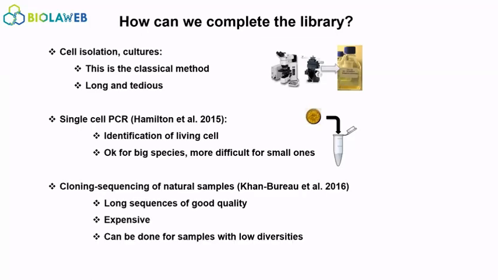Another solution is to make some cloning sequencing of natural samples. I would say that it's a little bit the ancestor of high throughput sequencing. The problem is that it's quite long. The good thing is that it's producing long sequences of good quality, because it's basically Sanger sequencing, but it's quite expensive and can be done only for samples with low diversities.